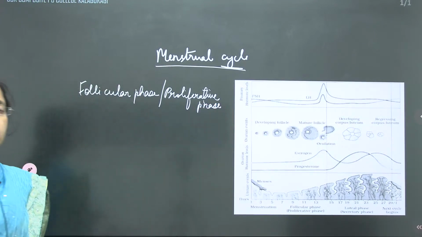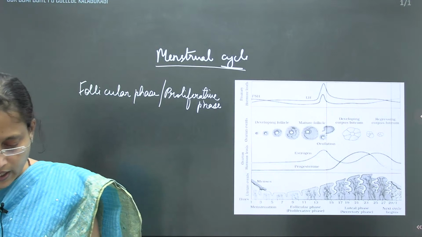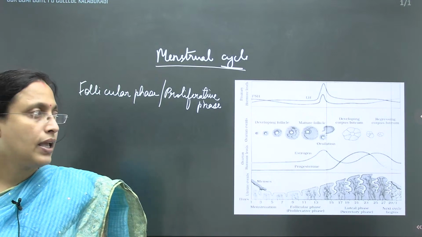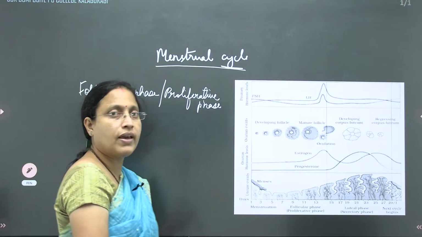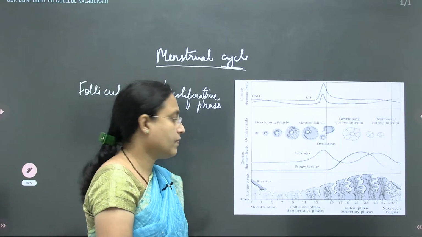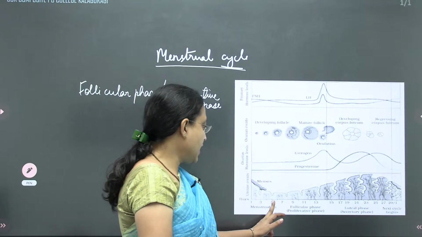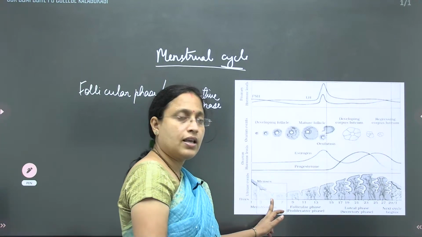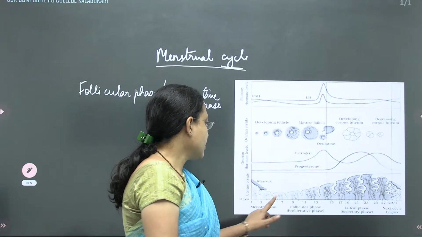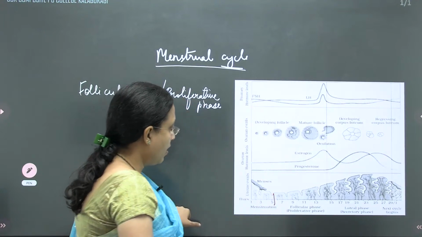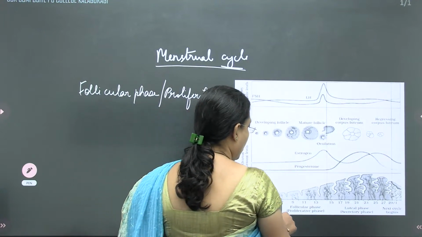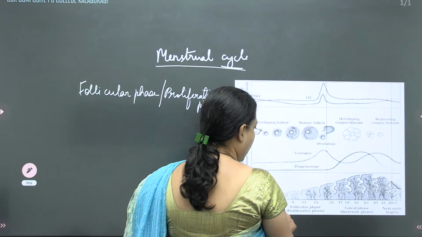It is also called proliferative phase. Now, if you see the number of days, where does the proliferative phase come? First to fifth day is menstruation, and next day will be the sixth day. Sixth day it will be. From the sixth day to which day?